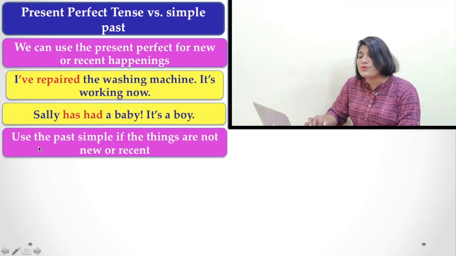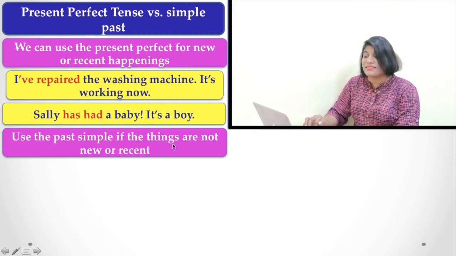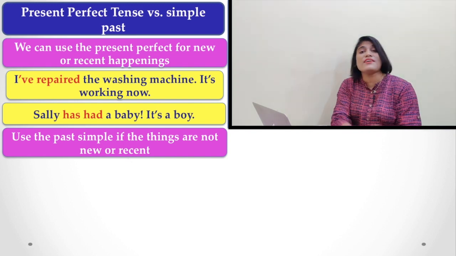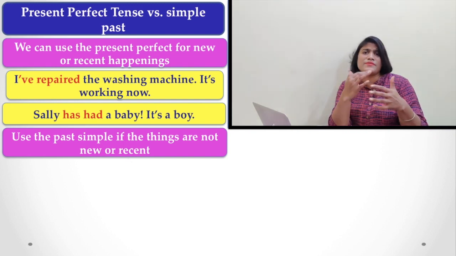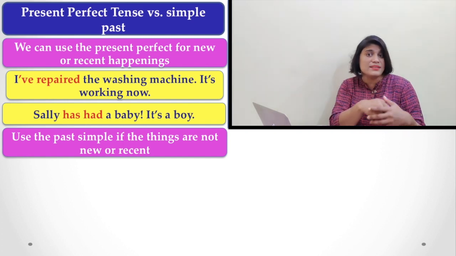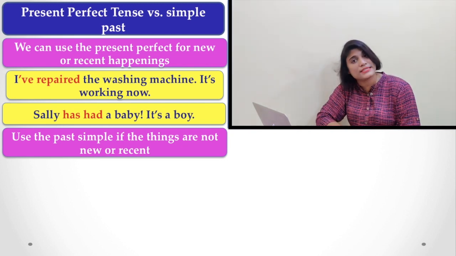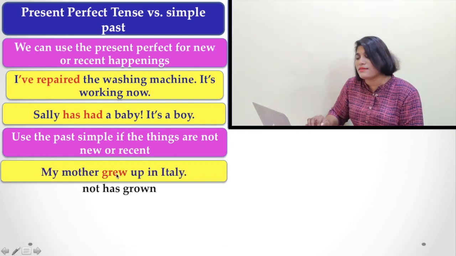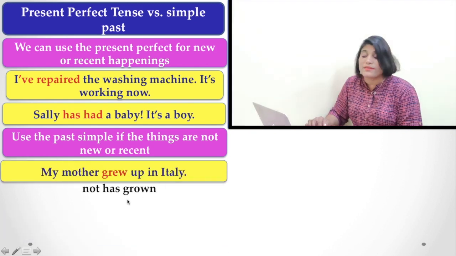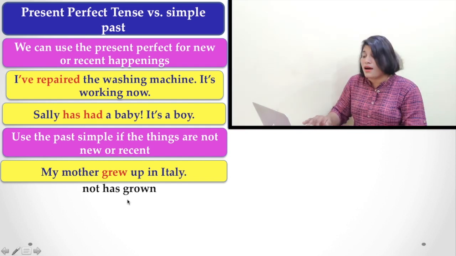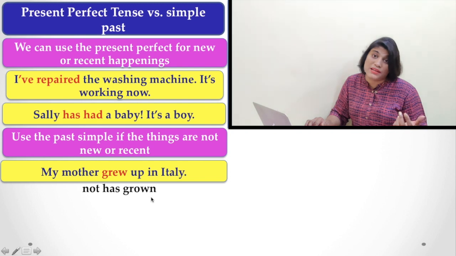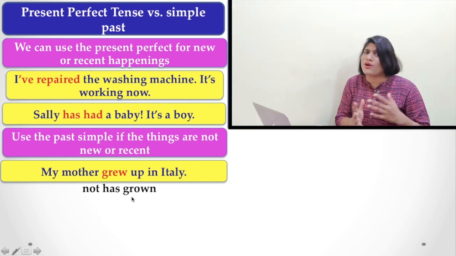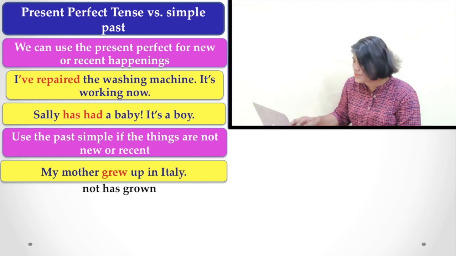But we use simple past if the things are not new or recent, and the similar thing is here. If the happenings or the experiences are not new or very recent, then we have to use simple past tense instead of present perfect tense. So let's see the examples again. Here, my mother grew up in Italy. So here, you never say "has grown up in Italy." This is not correct use because it's not a recent or new thing.